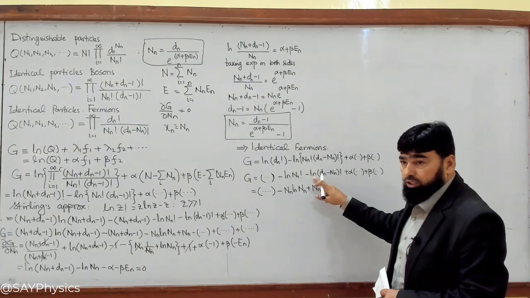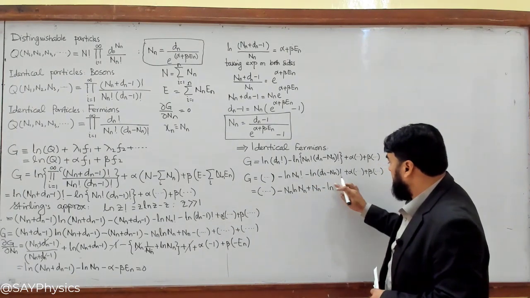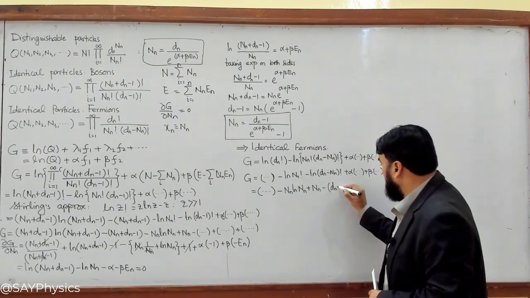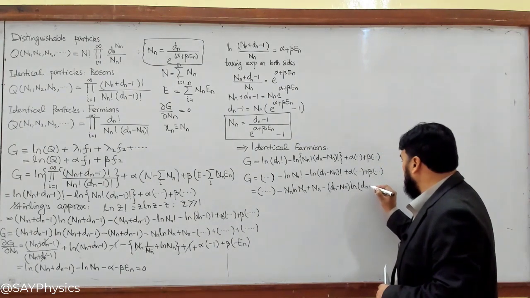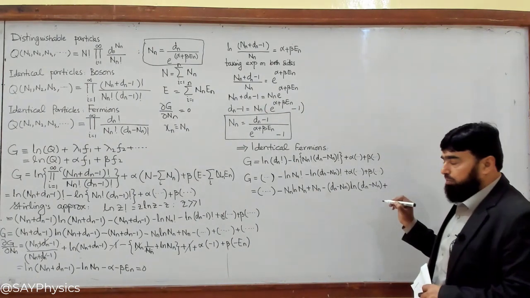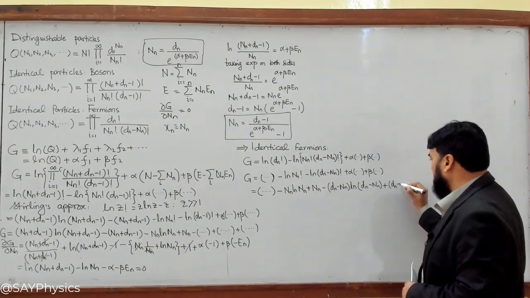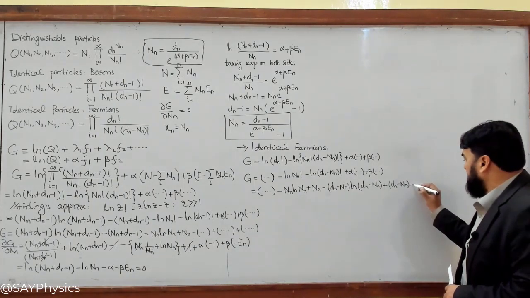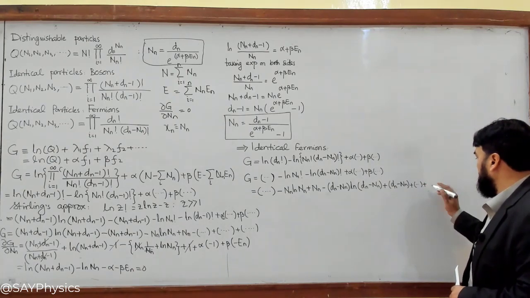What about this one? Again you will apply the Stirling approximation on this one, and it will be dn minus nn log of dn minus nn, and minus and it will become plus, and dn minus nn here, and plus the alpha terms and plus the beta terms here.